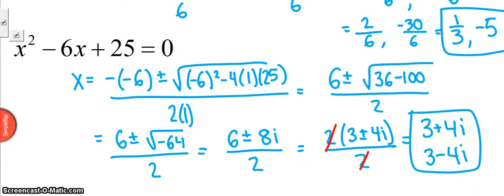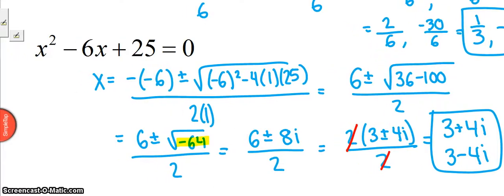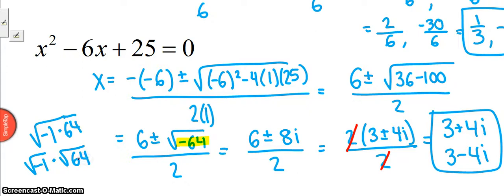Last equation, you plugged in A is 1, B is negative 6, C is 25. Notice negative B, or opposite of B, is negative of negative 6, which gives you positive 6. Other things to notice is that you get a negative number under the square root, which we all know you can't take the real root of a negative number. So we can simplify this to be the square root of negative 1 times 64, which is the square root of negative 1 times the square root of 64. The square root of 64 is 8, and the square root of negative 1 is i. So that simplifies to be 8i.